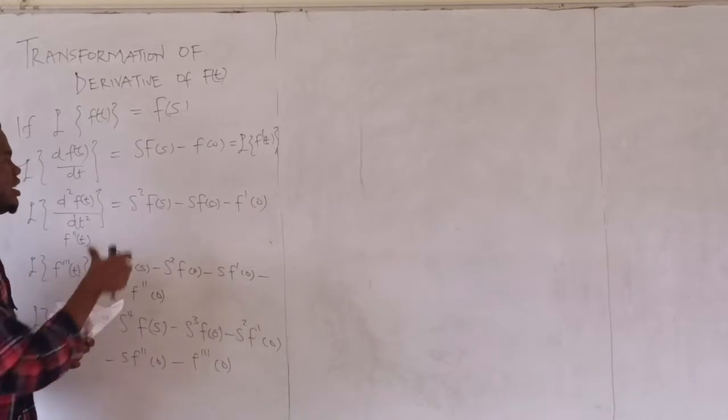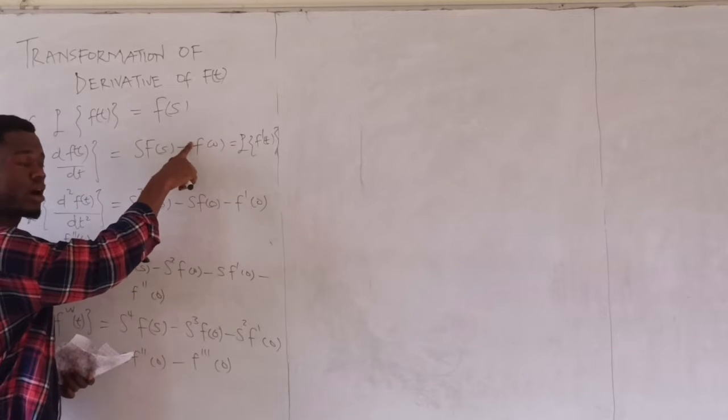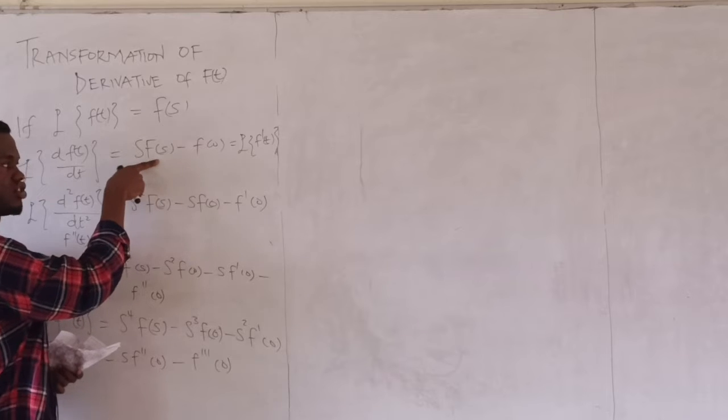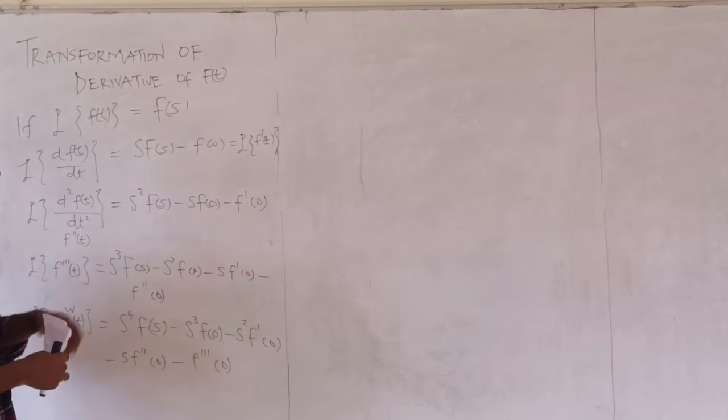Initially the s was just to the first power, but looking at the s here now, s is to the 0 power. Then f of s was at neutral, but now it has just increased to f of 0. Let's check the second one.